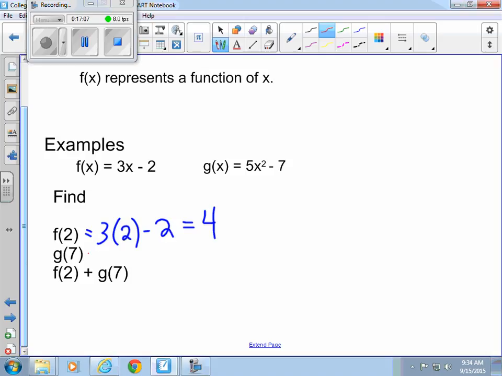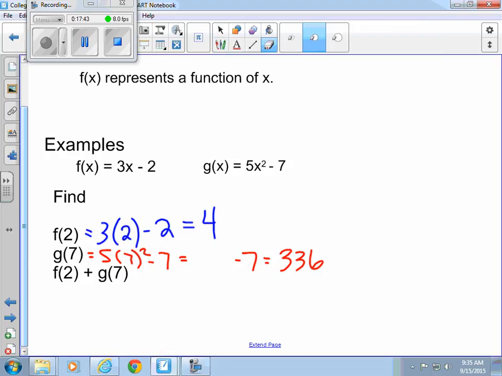So g of 7 is 5 times 7 squared minus 7. 49 times 5. What is the answer? 343 minus 7 is 336. Any questions about that? Are you squaring the 7 first? Yep. Square the 7, times 5, minus 7.